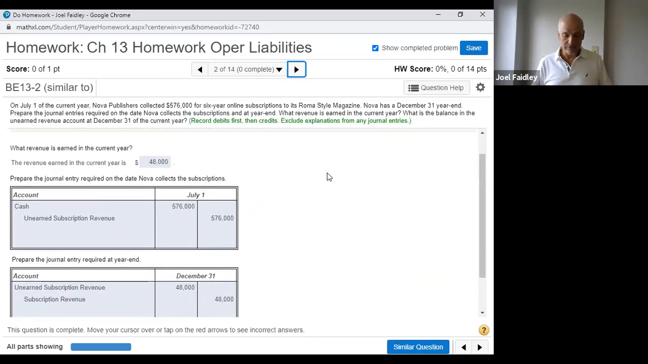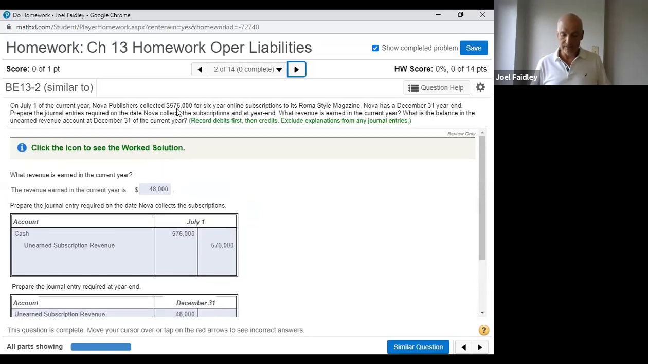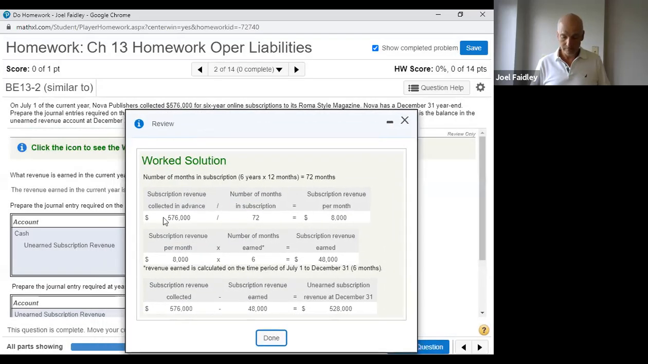At the end of the year, we want to record $48,000. Well, how do we get $48,000? Well, if we take $576,000, right, 6 years, what is that, 72 months? $576,000 divided by 72 months. So we got $8,000 per month of revenue that we are earning. So we are reducing that liability with a debit to the liability for $8,000 per month. So we're making this entry just once a year and not monthly. So 6 months times 8,000, there's my $48,000 subscription revenue earned, right?